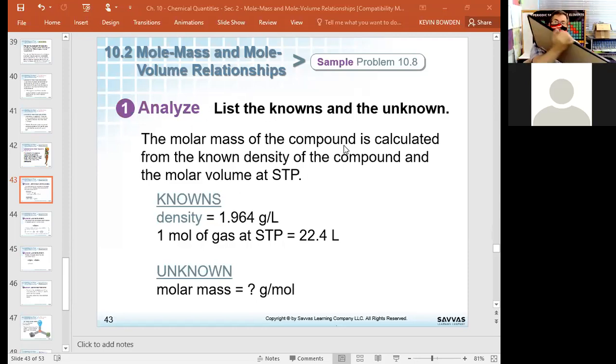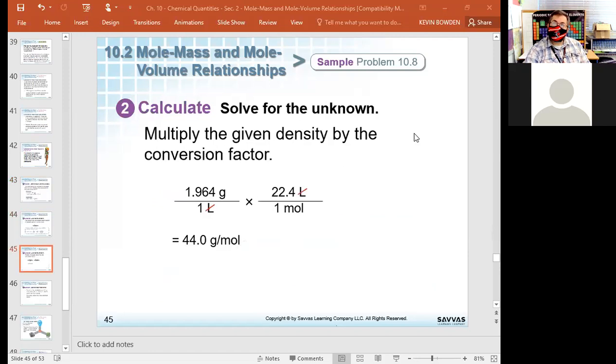Now I just have to plug in the numbers. So it's 1.964 grams per liter and 22.4 liters per mole. The nice thing is both denominators are 1. Yay! I love multiplying by 1 on the denominators. It makes it so easy. So I just plug those two numerators into the calculator, and I get 44.0 grams per mole. 44 grams per mole. 44.0 grams per mole. Yes?